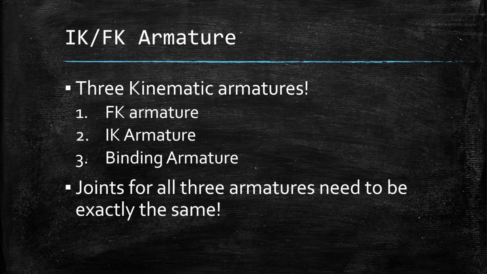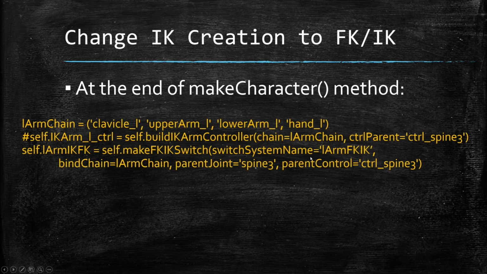And then once we have the third, the binding skeleton, for each joint we are going to blend between the FK armature and the IK armature, so that they're always blending between the IK and the FK, and we can choose IK and/or FK whenever we want. All right, so let's get moving along here.